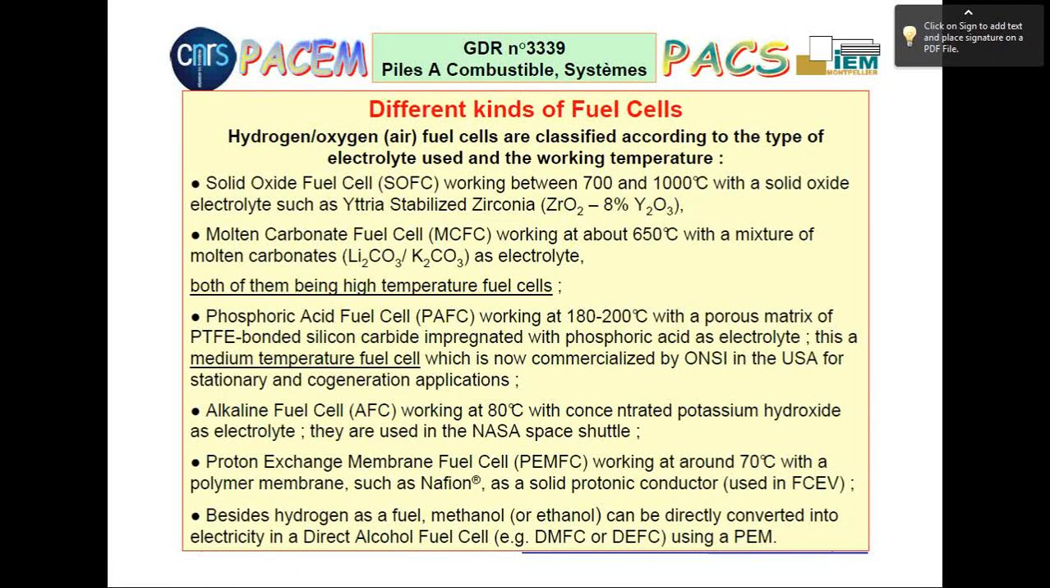So here you have different kinds of fuel cells. It was more or less shown yesterday. You can classify the fuel cells by electrolyte, by temperature, and by fuel. Most of the fuel cells work with hydrogen and oxygen from air, but you also have some direct fuel cells using liquid fuels like methanol, ethanol, or hydrazine, or borohydride, etc. I won't go into detail.